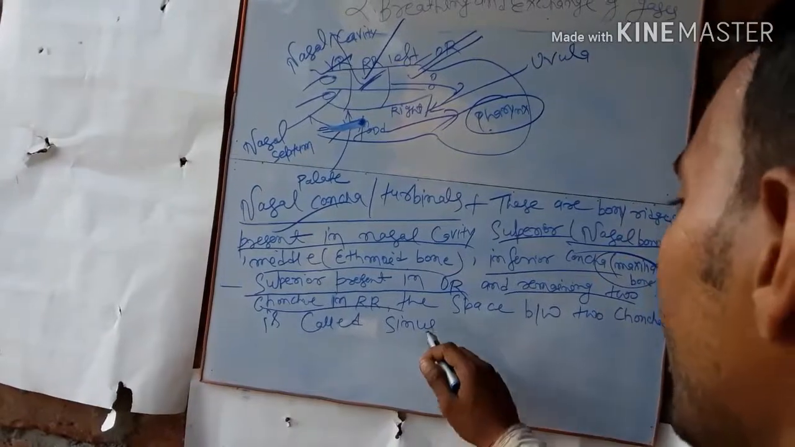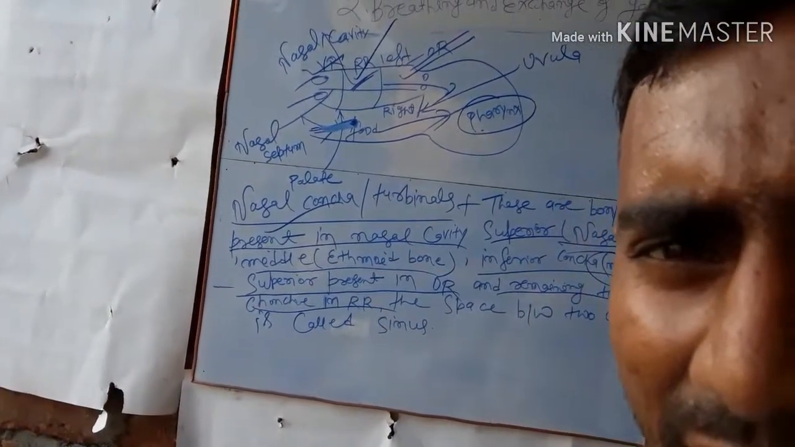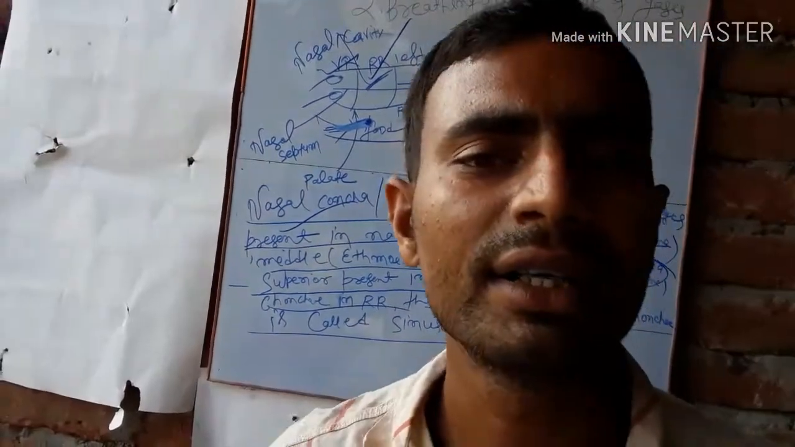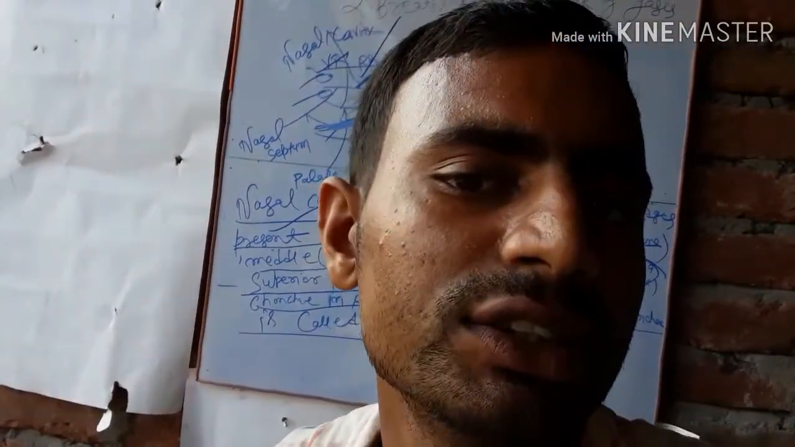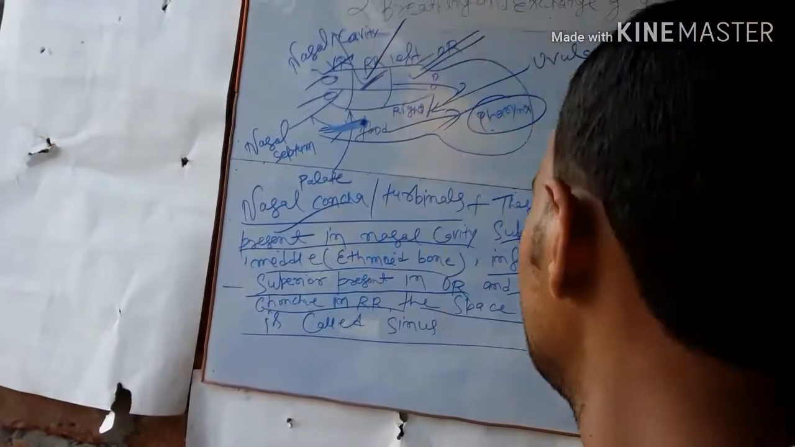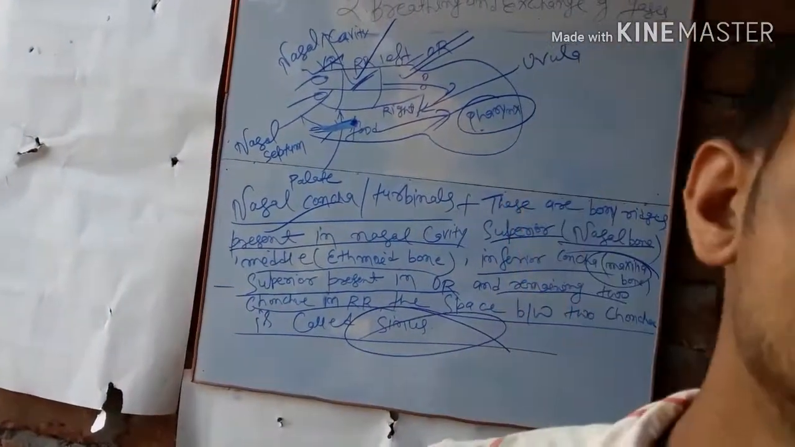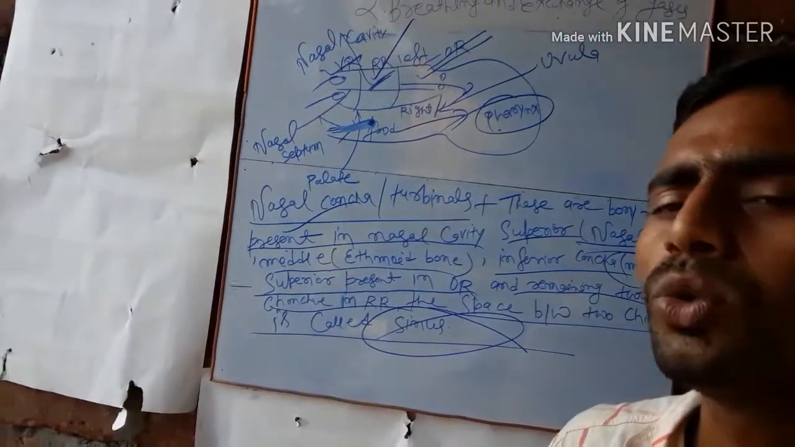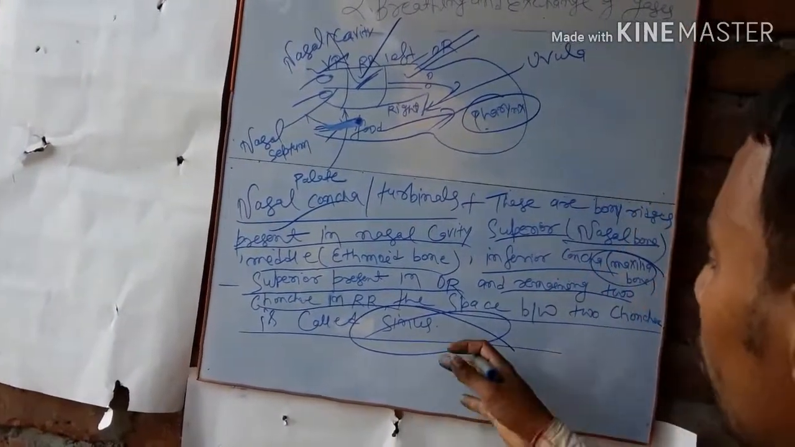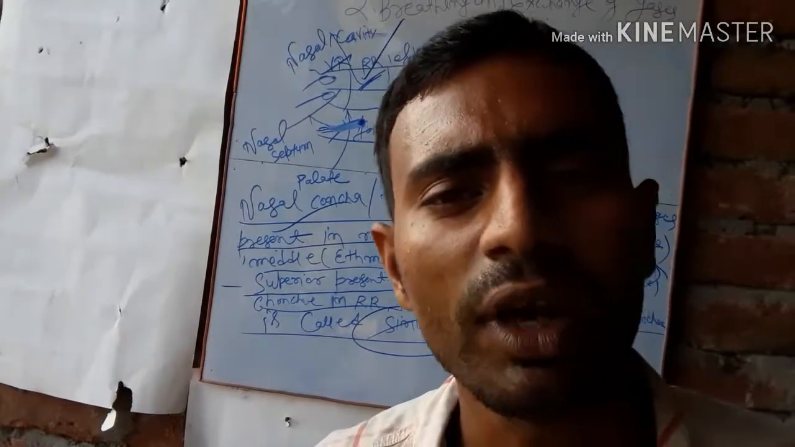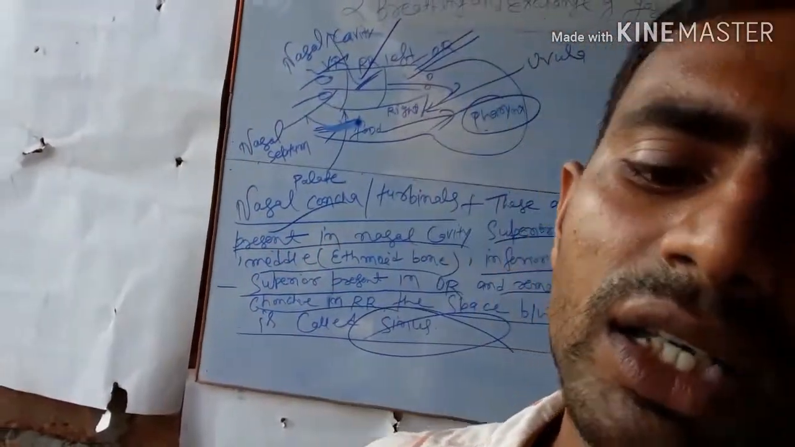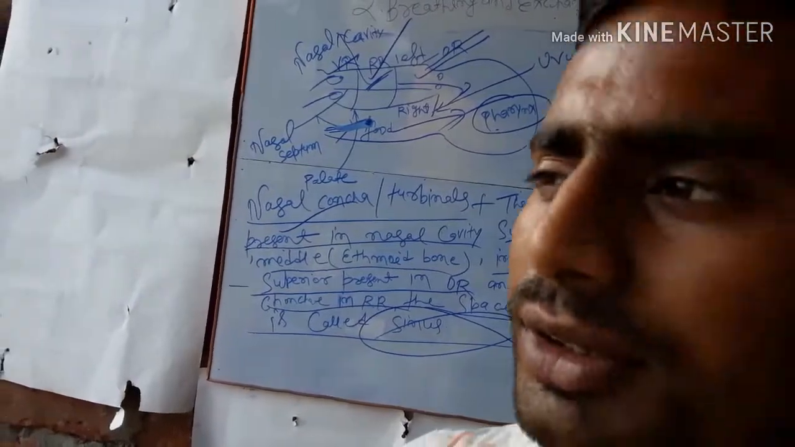And the space between two conchae is called a sinus. This is also important: what is the sinus? The space between two conchae is called a sinus.